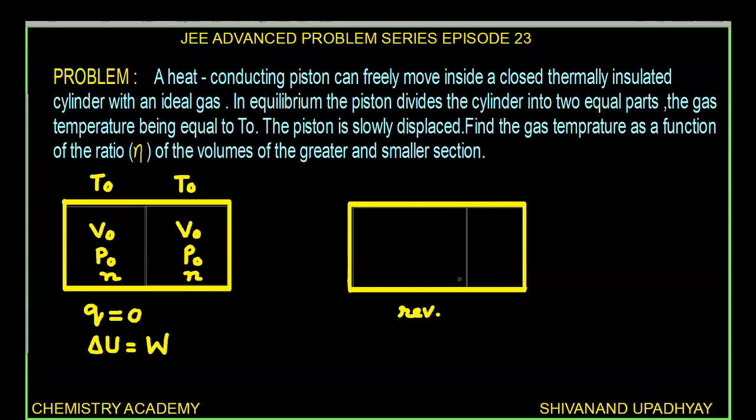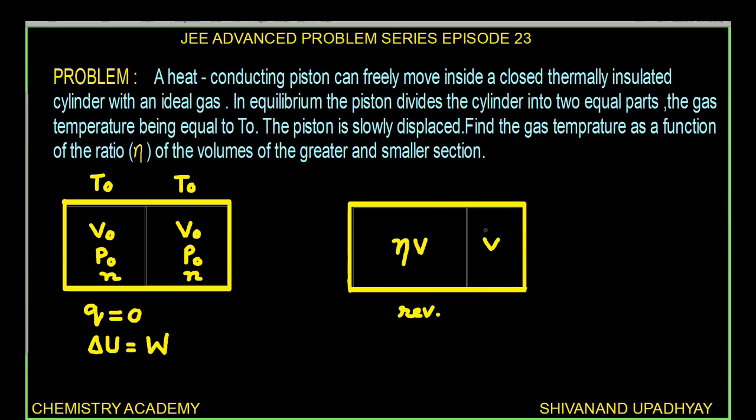The pressure may change during the process, but the pressure value is approximately the same on the left and right hand side, because in a reversible process the driving force and opposing force are almost equal. So the whole volume of the system will remain constant. Suppose the volume of the smaller section now is V, then the volume of the larger section is eta times V. Here it is mentioned to find the gas temperature as a function of the ratio eta of the volumes of the greater and smaller section.